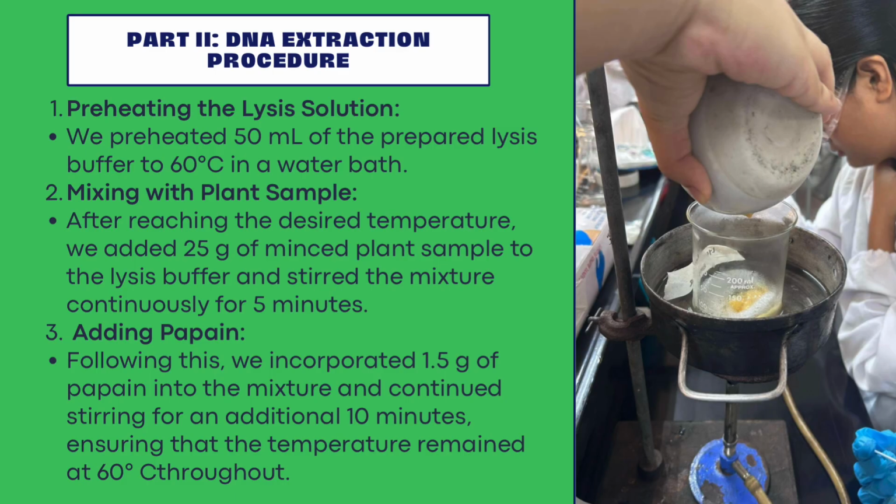After reaching the desired temperature, we added 25 grams of plant sample to the lysis buffer and stirred the mixture continuously for 5 minutes. Step 3, adding papain. Following this, we incorporated 1.5 grams of papain into the mixture and continued stirring for an additional 10 minutes, ensuring that the temperature remained at 60 degrees Celsius throughout.